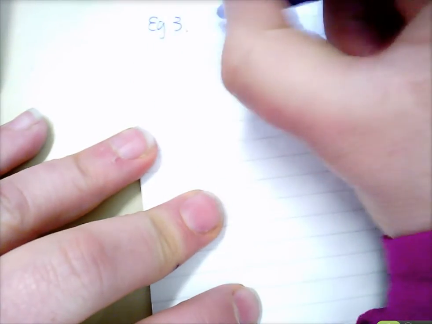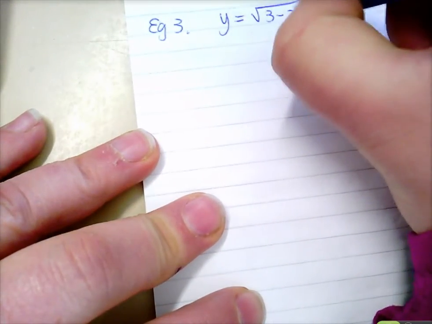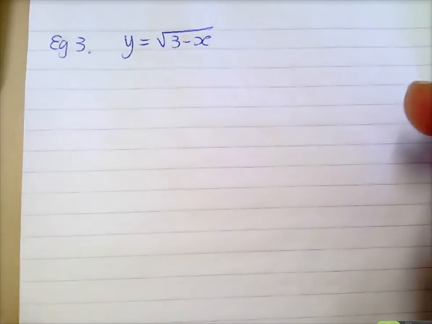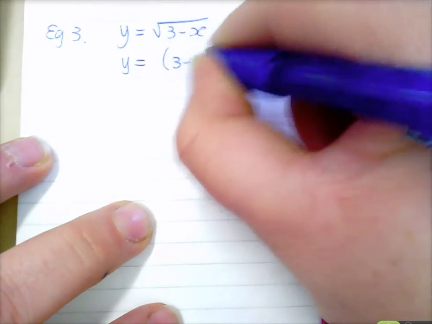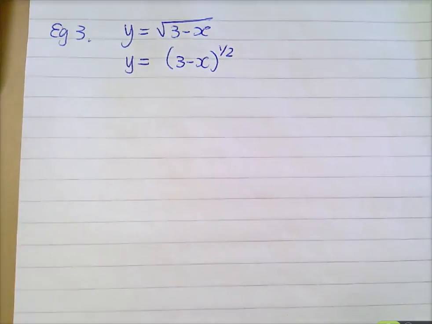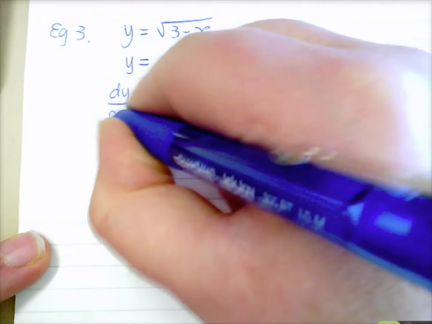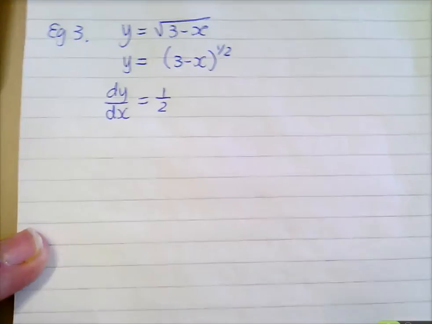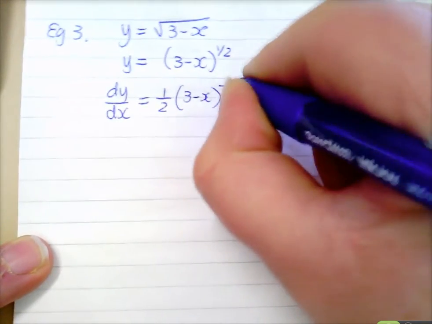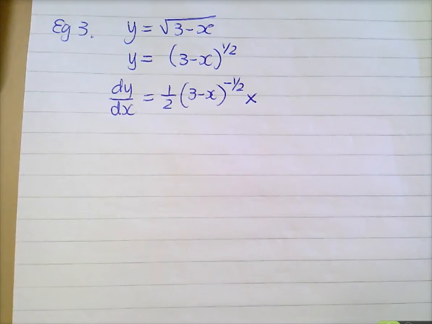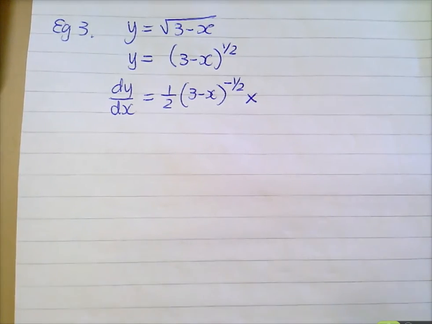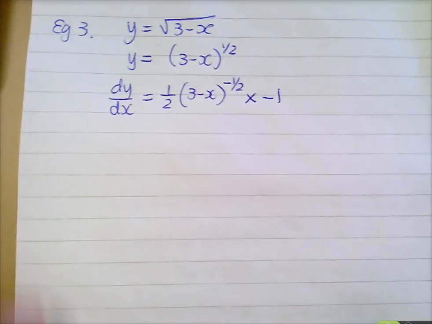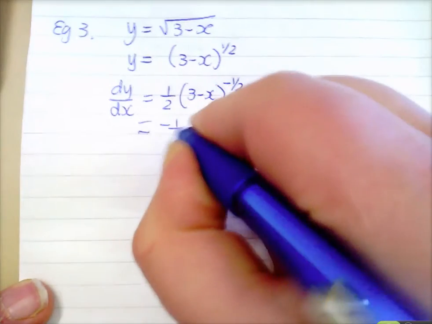Example 3, differentiate this. Y equals the square root of 3 minus x. Girls, it doesn't look like something we can differentiate, so we change the way it looks. 3 minus x to the half. So do the same rule. dy dx is, bring the half to the front, 3 minus x to the negative half times, differentiate what's inside because it's not just an x, differentiate 3 and you get 0, differentiate negative x, negative 1. Good. So a half times negative 1 is a negative a half.